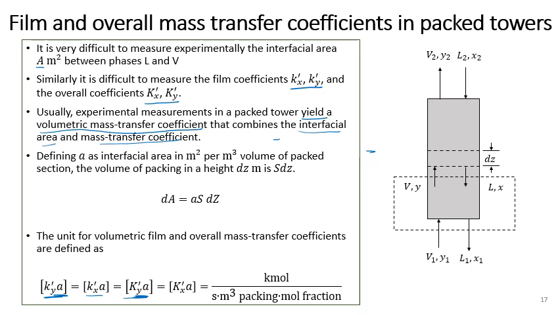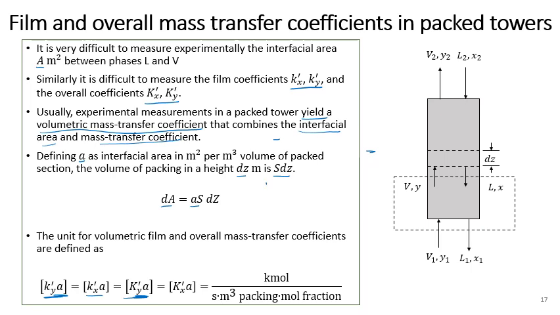the volumetric mass transfer. So let's define a, small a here, as the interfacial area in meters squared per meter cube volume of packed section. And the volume of packing in the height tower dz is S dz. So S would be the cross-sectional area. So dA is equal to a times S dz.